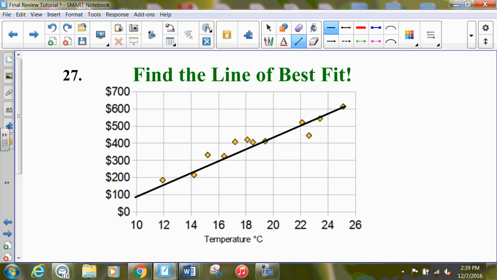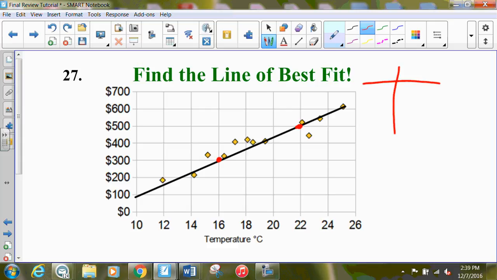So anyways, I pick my 2 points. I can see that I have a corner point here, and I have a corner point here. And how I taught you guys in class was I said, write your corner points. So this point is 16 for the x value and 300 for the y. And this point is 22 for the x value and 500 for the y.